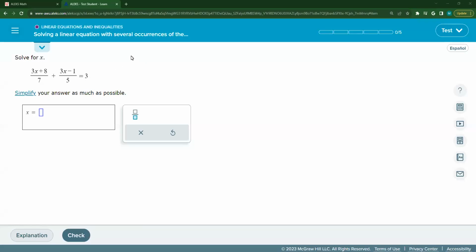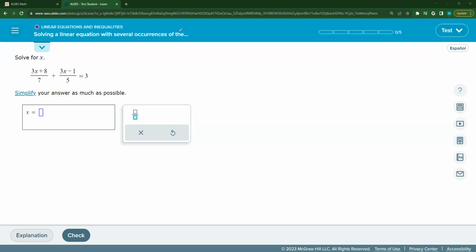All right, so solving a linear equation with several occurrences of the variable, fractional forms with binomial numerators. There are a few different ways to do this. We're going to start with the most efficient way, but then we're going to show you other ways. If this first one doesn't make sense, there are two more examples, and we're going to do it a couple of other different ways.